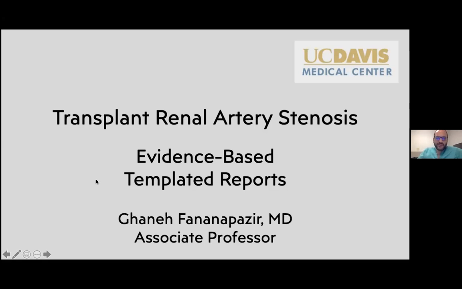What I wanted to talk about was the topic of transplant renal artery stenosis. I love kidney transplants. I like everything kidney transplant related, and probably the most important topic for a radiologist is transplant renal artery stenosis, because we play a huge role in being able to diagnose, and then from the interventional side, being able to treat transplant renal artery stenosis.